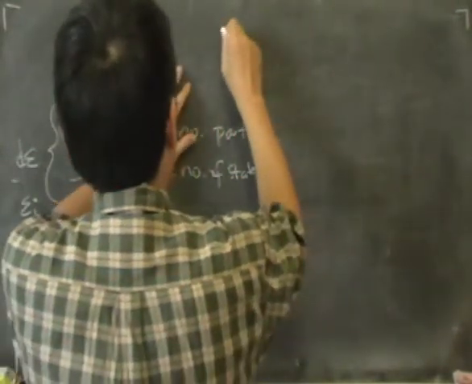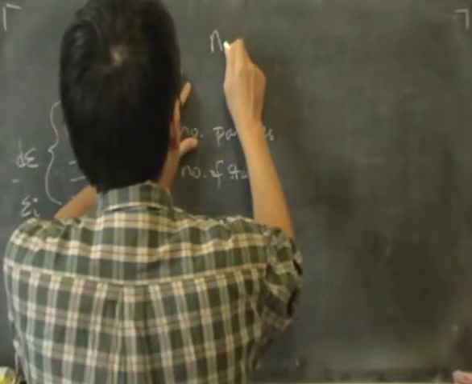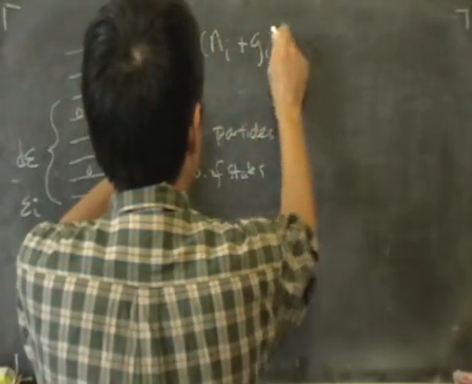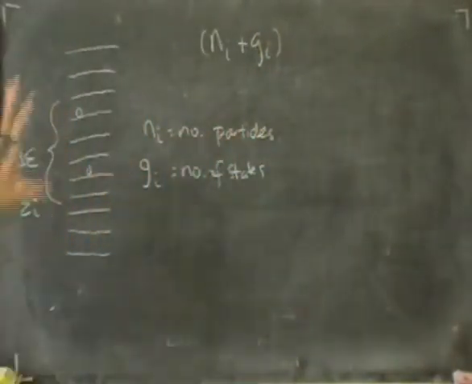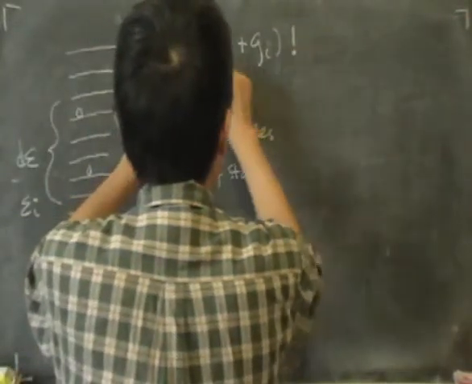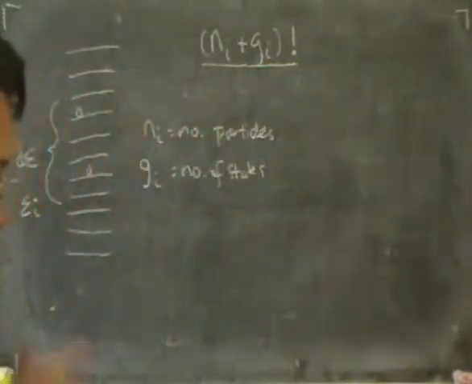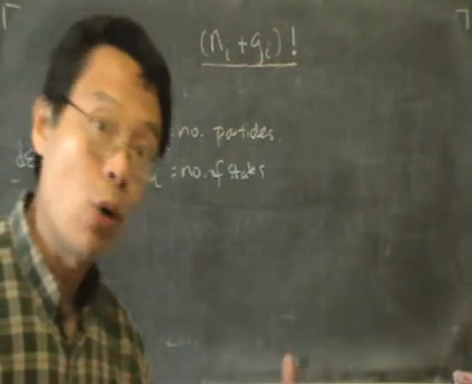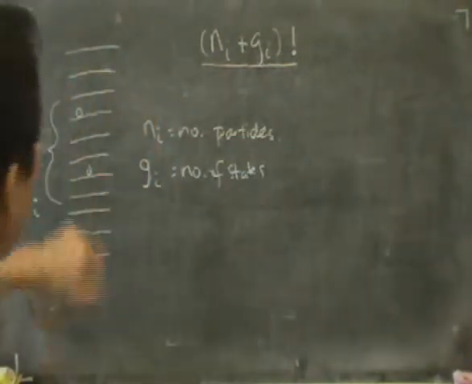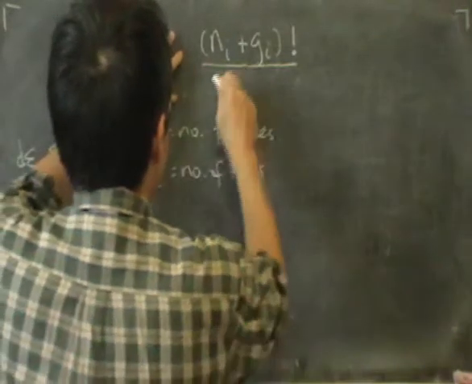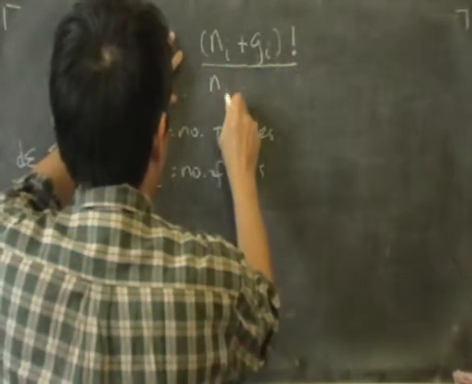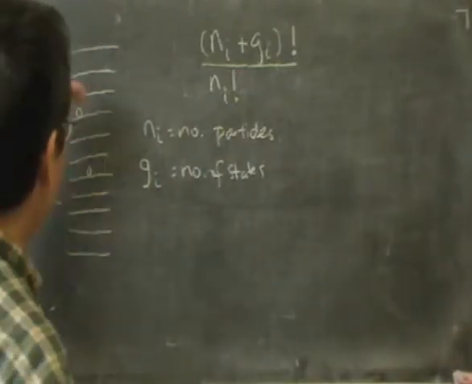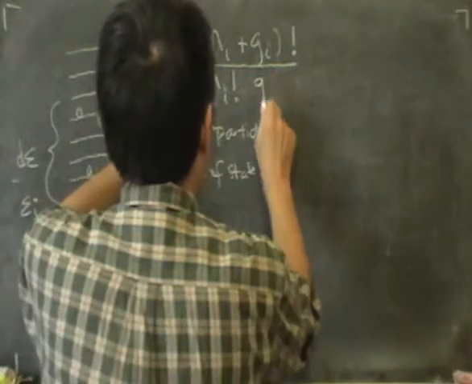Well, the answer is the total number of objects, which is Gi plus Ni, total number of objects factorial. So that's always the number of ways to arrange the objects if they are all different. But because Ni of them are identical particles, we must divide by Ni factorial. And Gi of them are identical lines, so divide by Gi factorial.